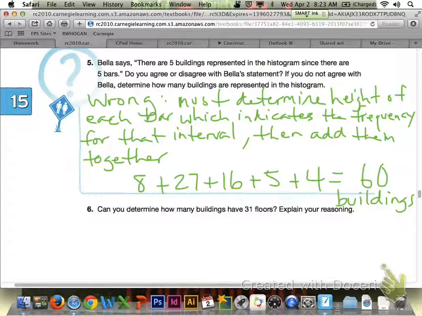So if you look back at the histogram, the first bin represents 8, the second one 27, the third bin 16, the fourth bin 5, and then the fifth bin 4. So if you add all of those together, you would get 60. That would mean that there are 60 buildings represented in the histogram.